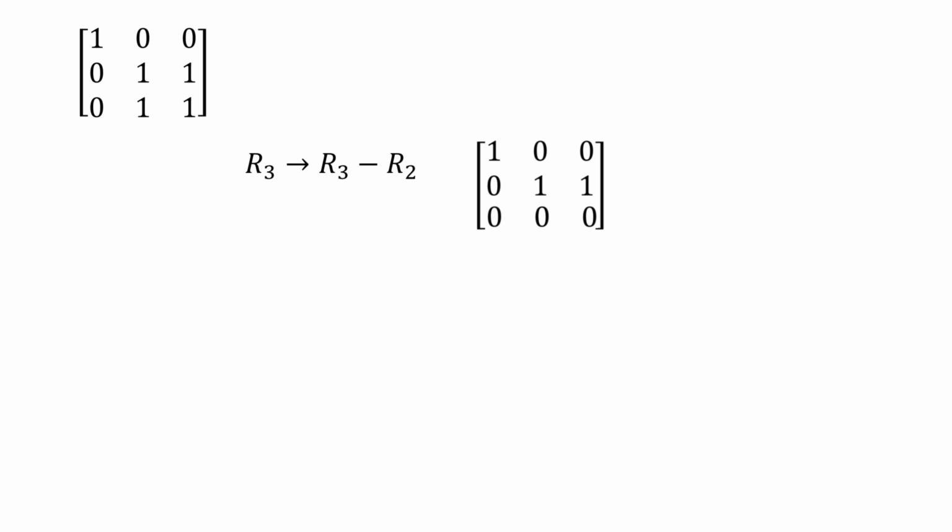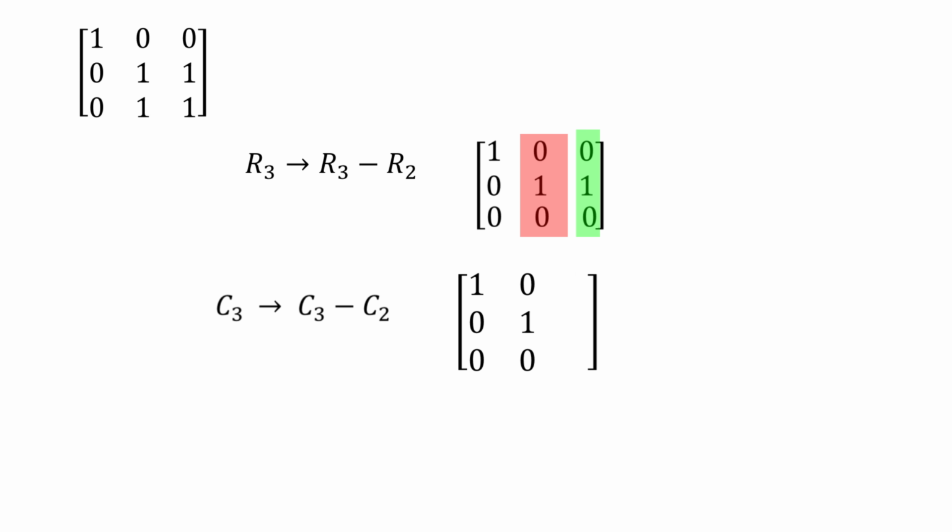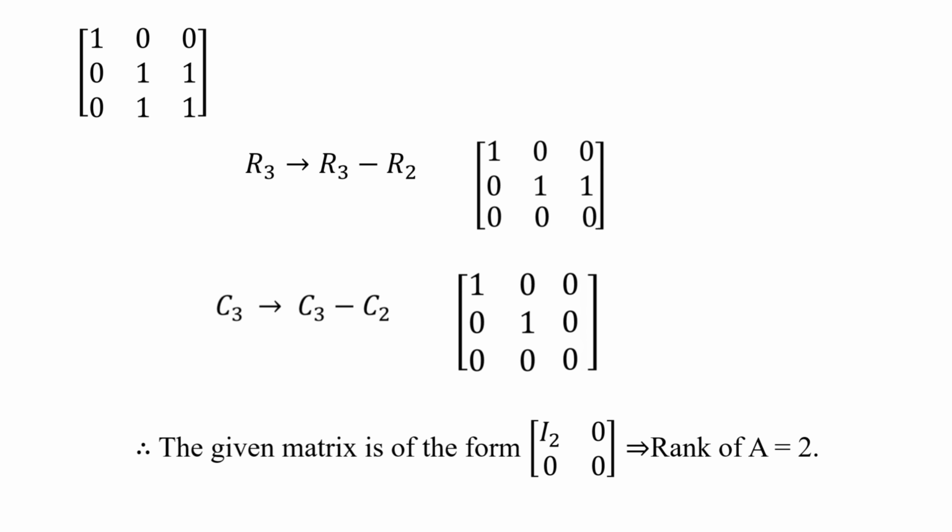Next, we'll try to make this element as 0 using C2. So the operation will be changing C3 as C3 minus C2. Again, the matrix will be written column wise. So the first two columns will be written as it is. For the third column, you get 0 minus 0, 1 minus 1, 0 minus 0. So the given matrix is of the form I2 and the rank of this matrix will be 2.